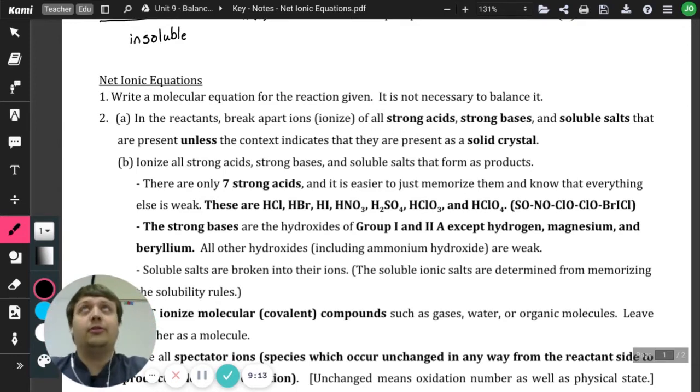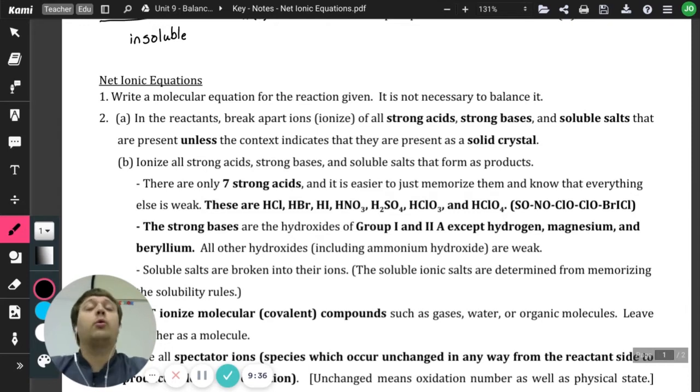Versus some substances like sodium and chlorine, those do react. We know that we take sodium, we take chlorine, and when they go through a chemical reaction, they produce sodium chloride, right? And so because of that, we do know a chemical reaction did occur, okay? So again, first step is to break everything up into its ions.